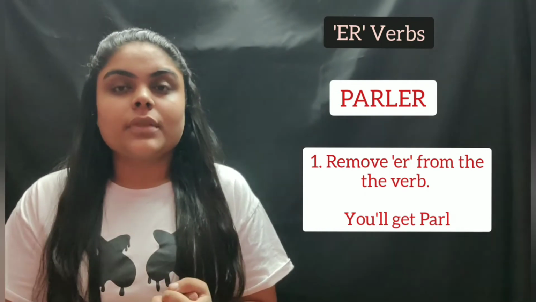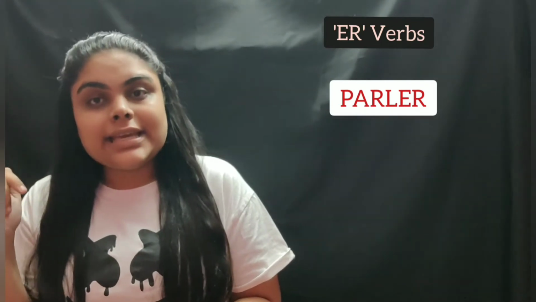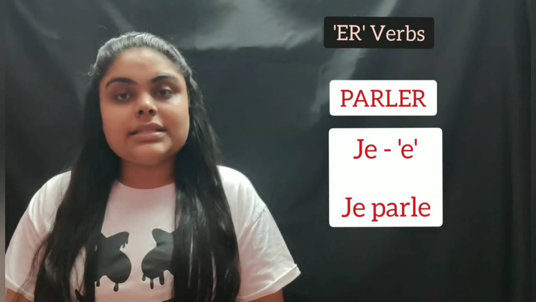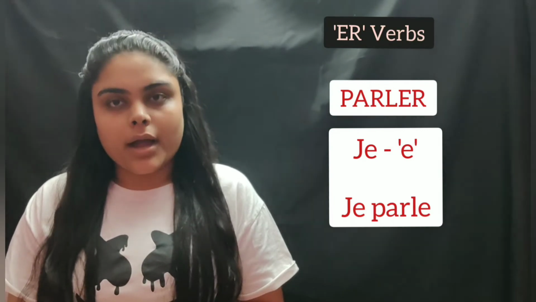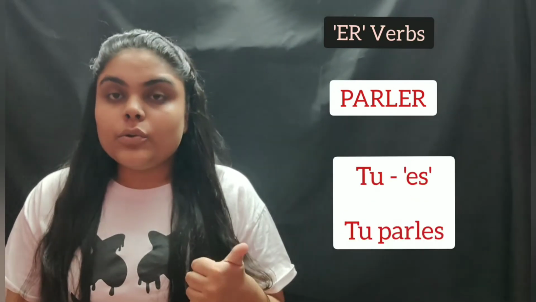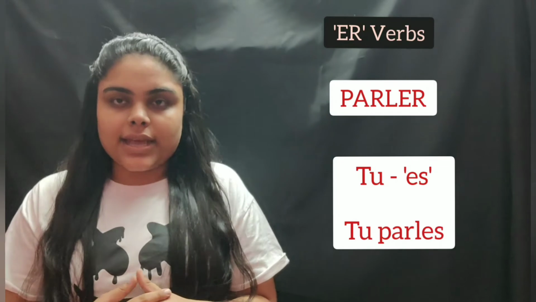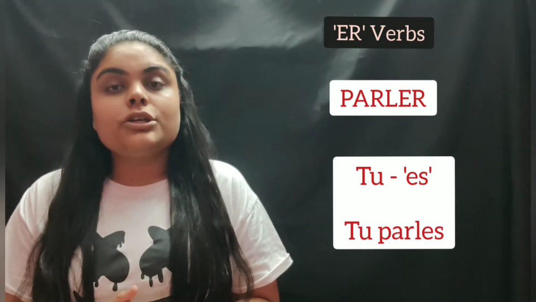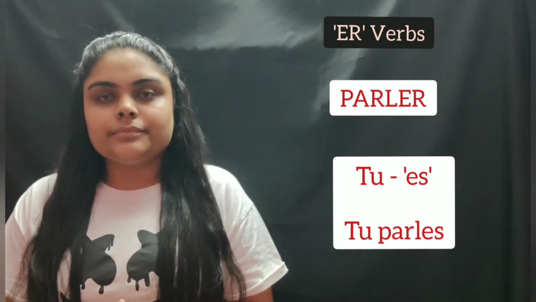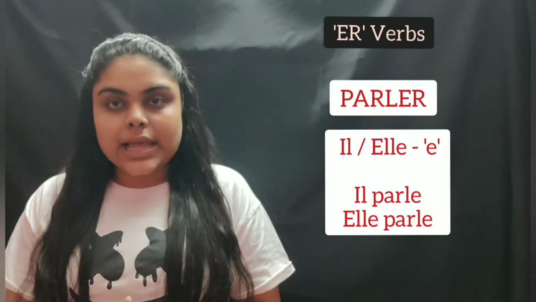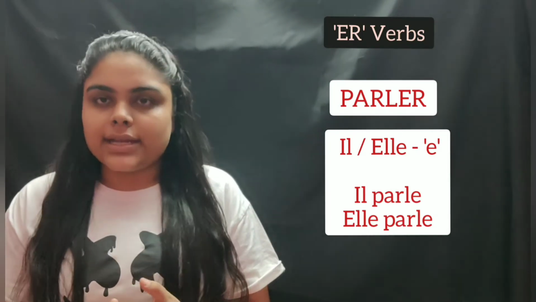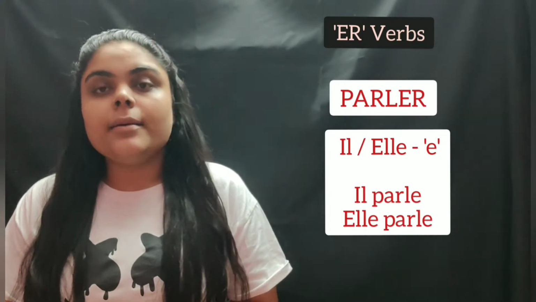So, what do we do? With je, we add E in the ending. It becomes je parle. With tu, we add ES in the ending. So it becomes tu parles. With il and elle, we add E in the ending. It becomes il parle.